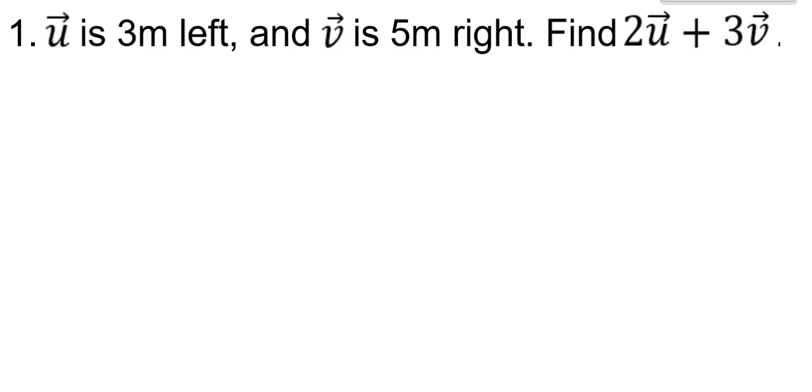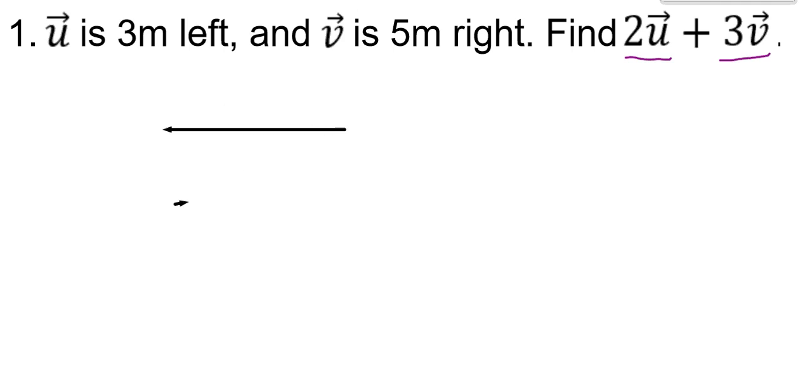So for example, we have a vector called u, which is 3 meters to the left. We have a vector called v, which is 5 meters to the right. And we want to find a vector represented by 2u plus 3v. So I'm multiplying my original vectors. So vector u goes to the left, and vector v goes to the right.